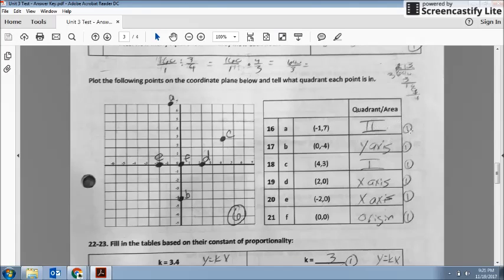And each one of these was worth 2 points. So that's 2, 4, 6, 8, 10, 12. This was worth 12. That's a total of 24 points right here.